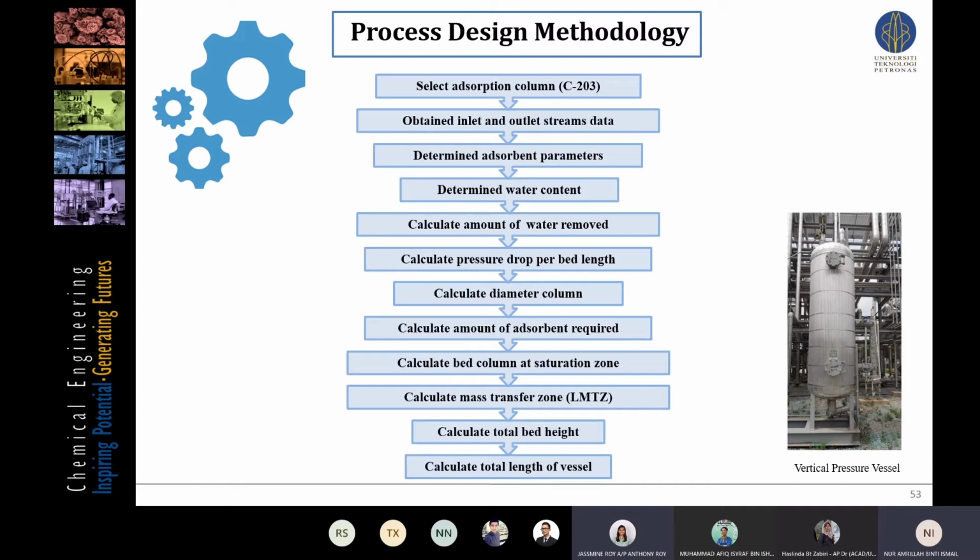Then the water content in the dehydration unit is determined before calculating the amount of water to be removed. This process design continued with the calculation of pressure drop, column diameter, amount of adsorbent required, length of bed at saturation zone, length of mass transfer zone, total bed height, and also total vessel height.